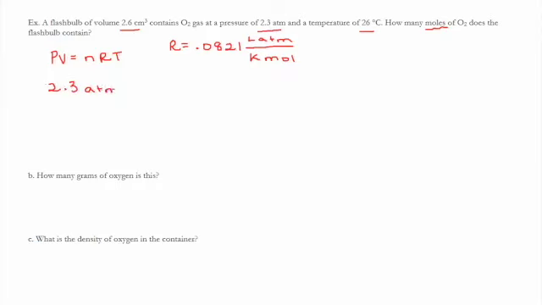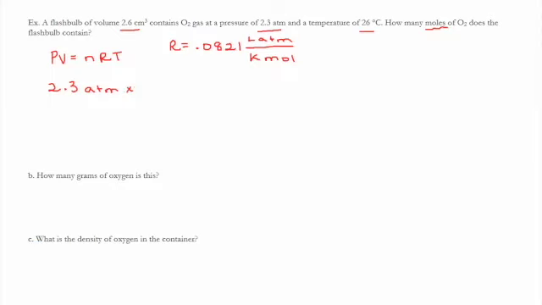So in this problem, I'm given volume, pressure, and temperature, and I'm asked to solve for the number of moles of oxygen. And so I'm going to be using the ideal gas law, PV equals nRT. Remember, your R value, your constant, is 0.0821, and the units are liters times atmospheres over Kelvin times moles. So the pressure must be in atmospheres. So I have 2.3 atmospheres. Notice my volume must be in liters.